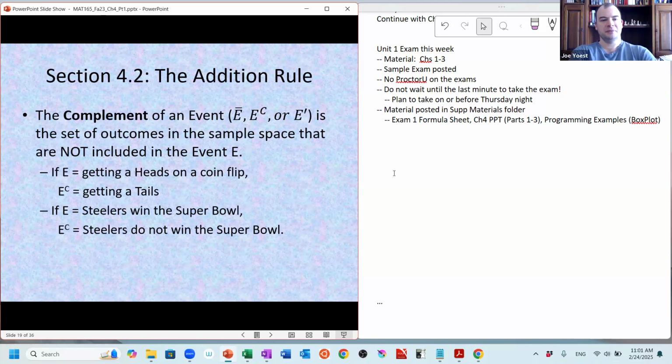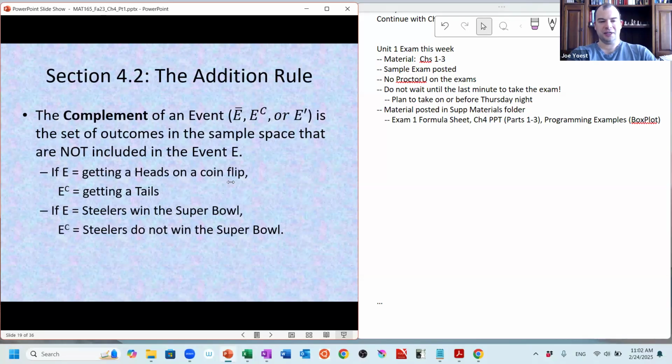The complement of an event sometimes is denoted E bar. I don't like that notation because it looks too much like a mean. Sometimes it's denoted E prime, which can get kind of confusing with other mathematical notations that use prime. I prefer E superscript C, E complement, but really any of these notations are fine in context, and they're probably about equally used. The complement of an event, denoted either E bar, E superscript C, or E prime, is the set of outcomes that are in the sample space but that are not in the event.